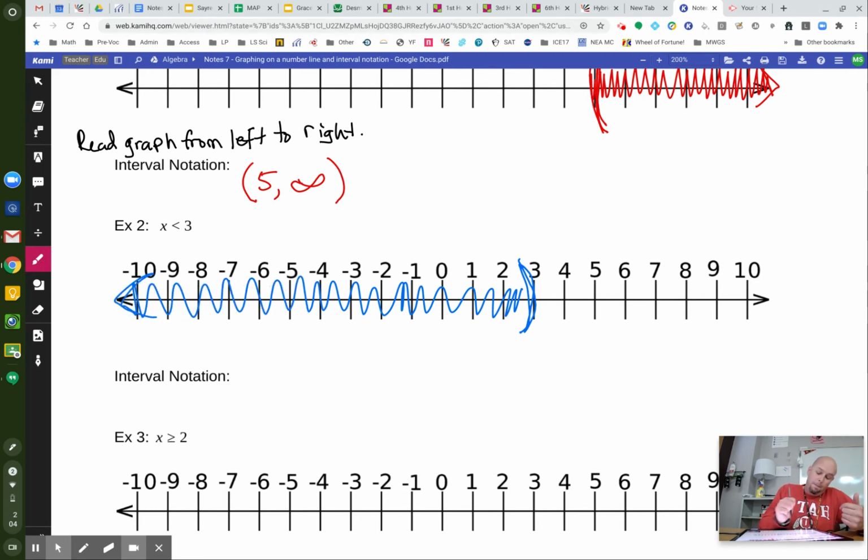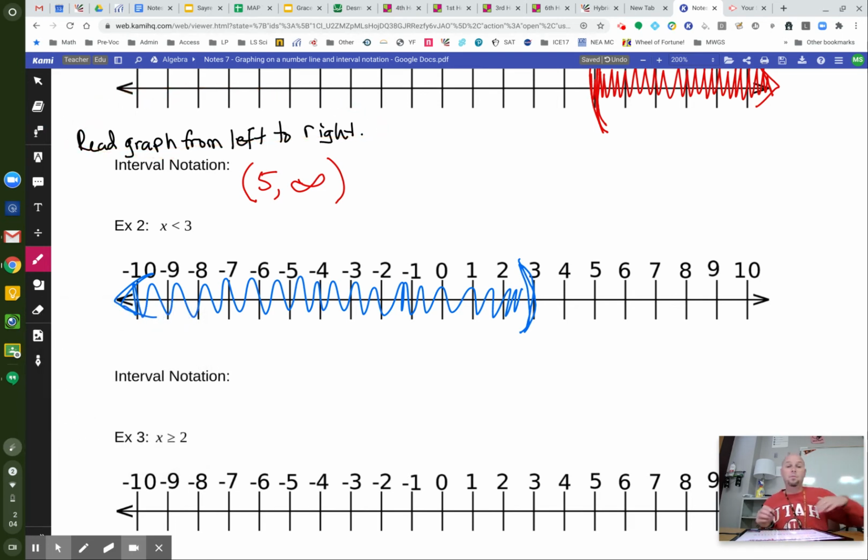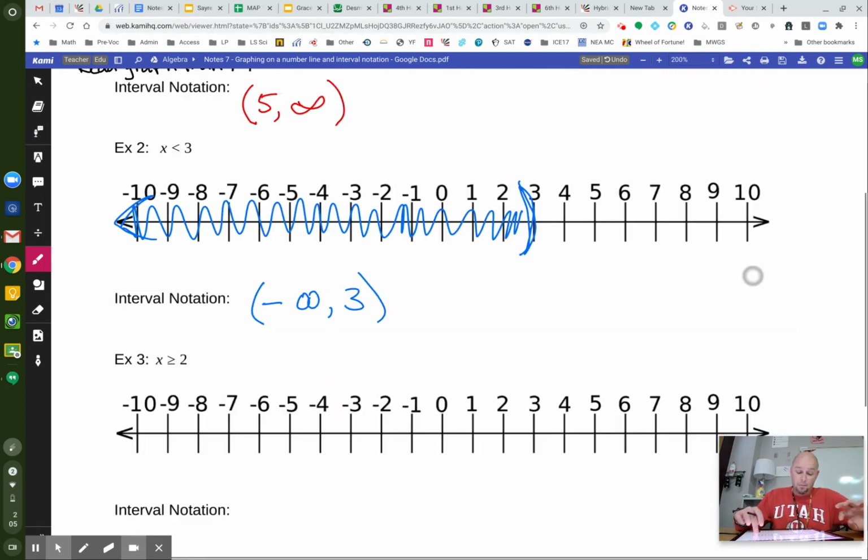Now, again, with interval notation, like we noted up here, you always go from left to right. So if I start on the left side of the graph, if this is positive infinity, that means this has to be negative infinity. So I'm going to start, and positive and negative infinity always get a parenthesis because you can never equal infinity because it goes on forever: negative infinity, comma, and then it goes to 3, and there's a parenthesis right there. All right, so you're going to stick with that and pay attention to that. Okay, so those are those two.